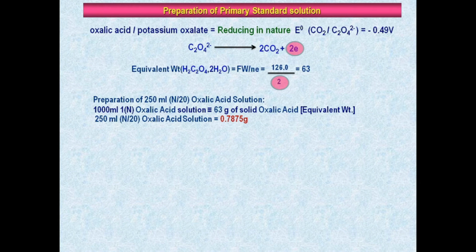As an example, here we have chosen 250 ml N/20 oxalic acid solution. So one can easily calculate the amount of oxalic acid required to prepare 250 ml N/20 oxalic acid solution using the following equations. Here, 250 ml N/20 oxalic acid solution requires 0.7875 gram of solid oxalic acid.